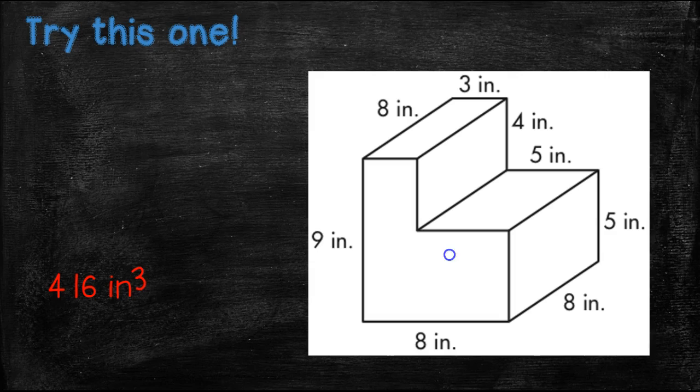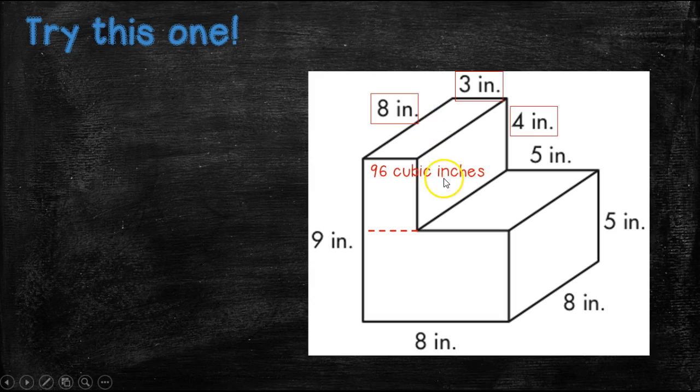Did you get 416 inches cubed? Well, let me go ahead and show you how I did this one. The first thing we need to do is split this into 2 rectangular prisms. There's 2 different ways that you could split it. I chose to draw the line right across here. So this is going to be one of my prisms, and this is going to be the second one. I need to find the volume of both and then add them together. So we'll start by multiplying the 8 times the 3 times the 4, and that gives me 96 cubic inches.